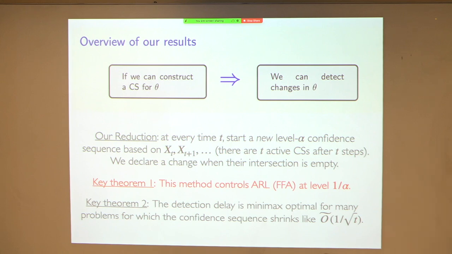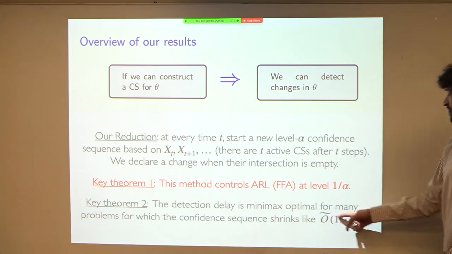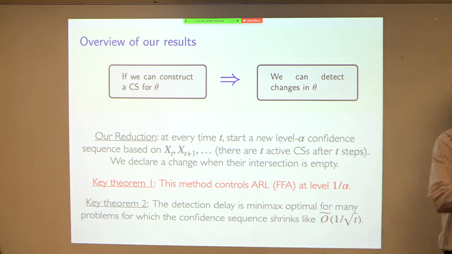delay is minimax optimal too. So for example, if your confidence sequences shrink like square root log t by t, I'm hiding the log in the O tilde factor, like if they shrink like 1 over root t, then you can show that the detection delay for this method is also minimax optimal. Okay, so that's just cute.